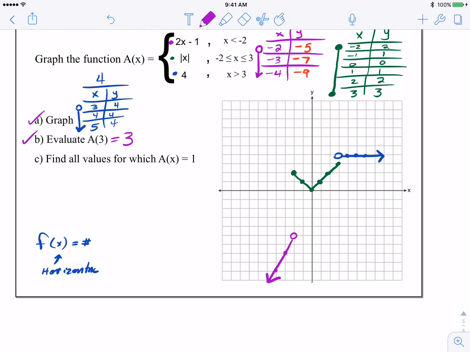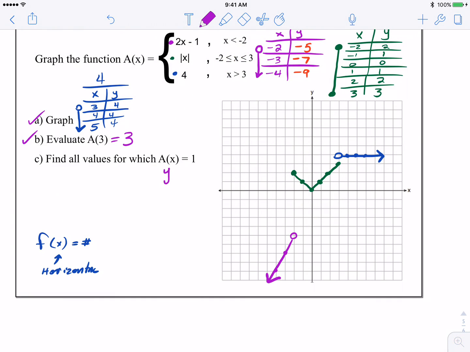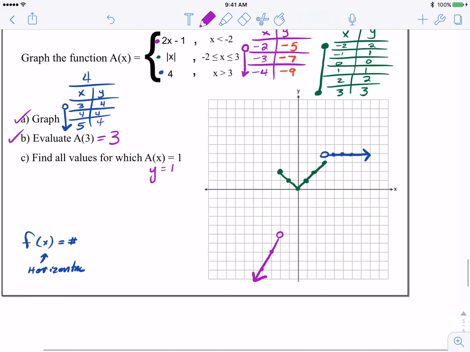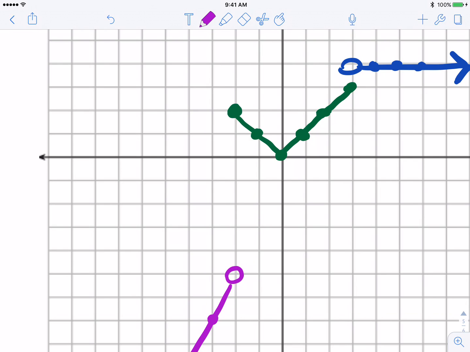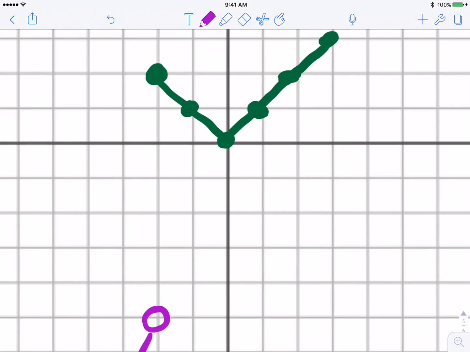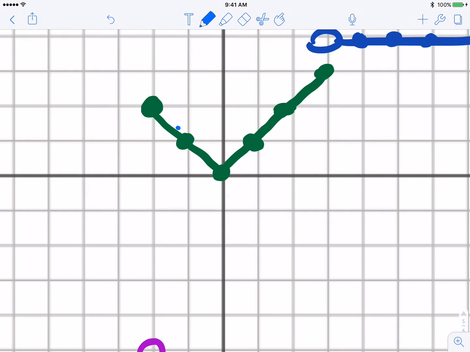Okay, and last but not least, find all the values for which a of x equals 1. So this is saying, if you don't like that phrasing, basically, where does y equal 1? Where does the function equal 1? A of x and y are synonymous here. So the function equals 1 in 2 spots. It would be right here and right here.